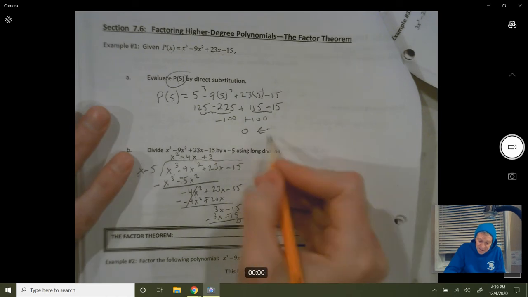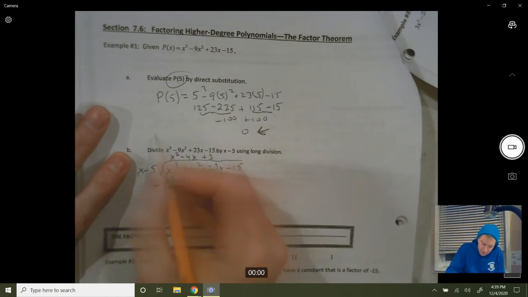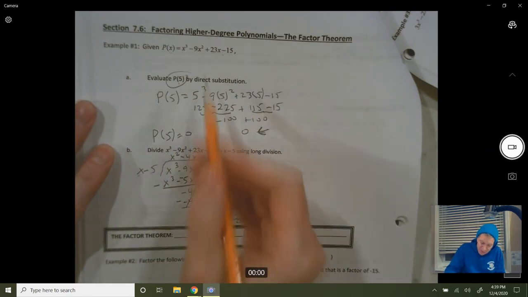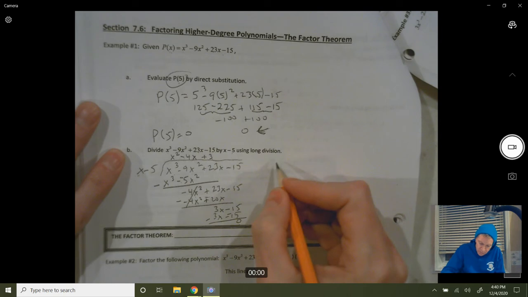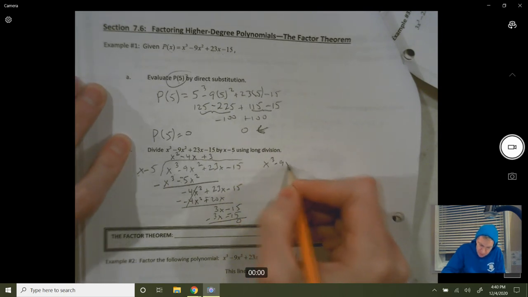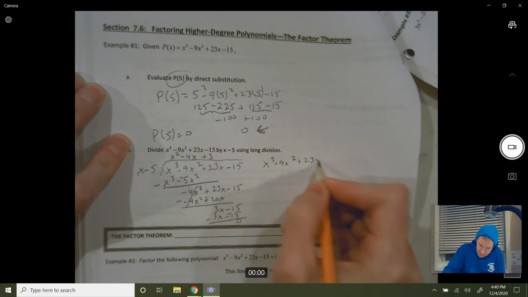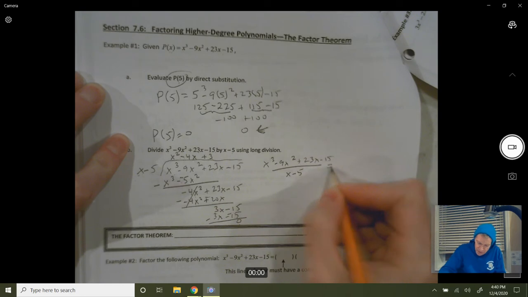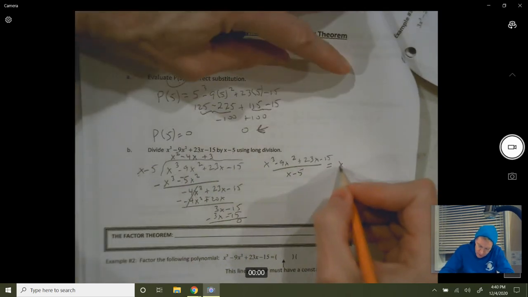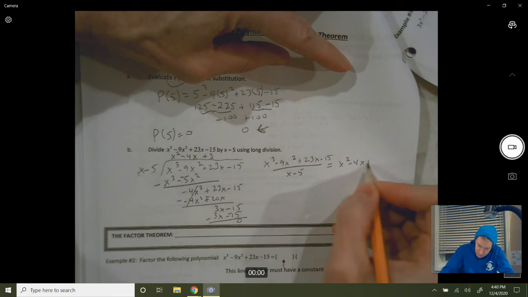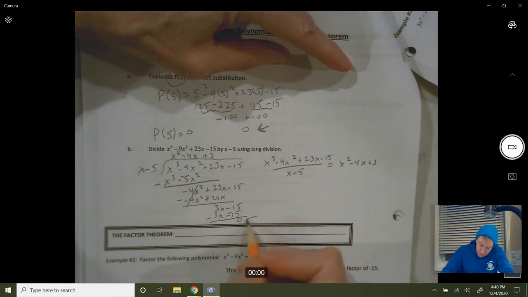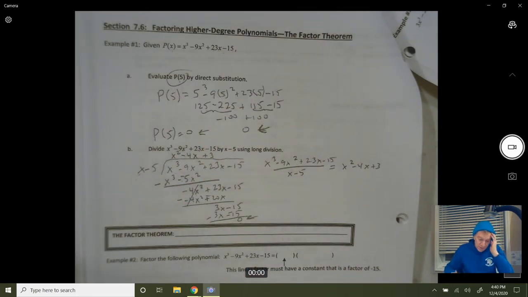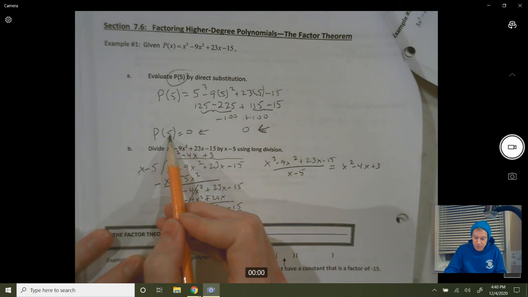Okay, so notice this 0. When we did P of 5, we got 0. And when we divided this same polynomial, x cubed minus 9x squared plus 23x minus 15, divided by x minus 5, we got this thing, x squared minus 4x plus 3, with a remainder of 0. Turns out that this is going to match your remainder when you divide by x minus 5.